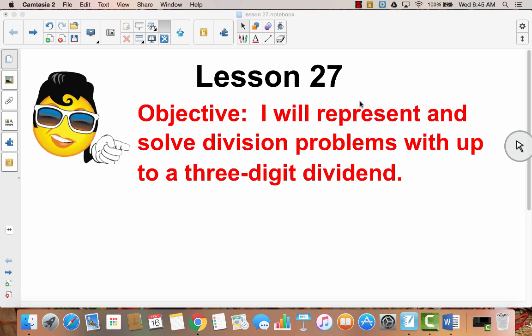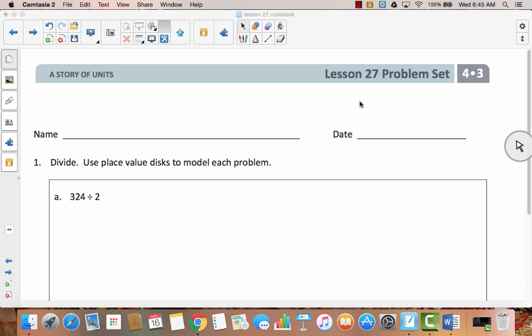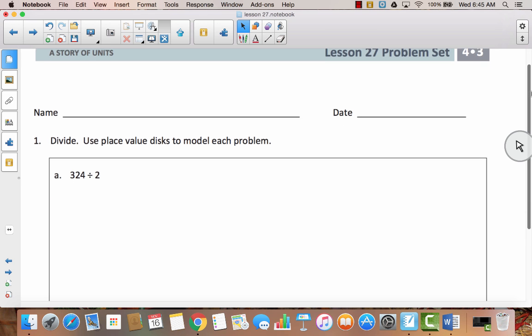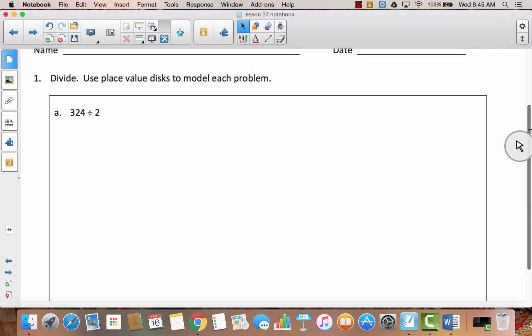Lesson 27, I will represent and solve division problems with up to a 3-digit dividend. All right, so today we're going to be talking about dividing numbers that have 3 digits in them. This is the first time that we've divided numbers with hundreds. You did this in the Zern lesson.